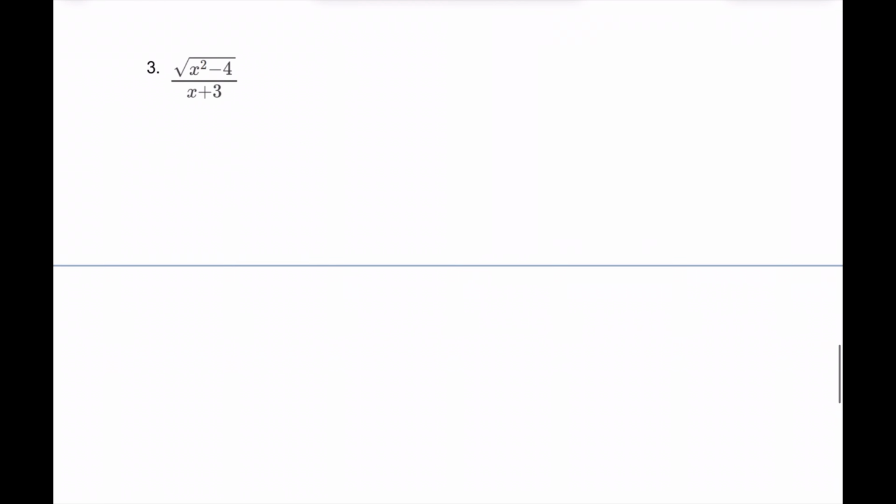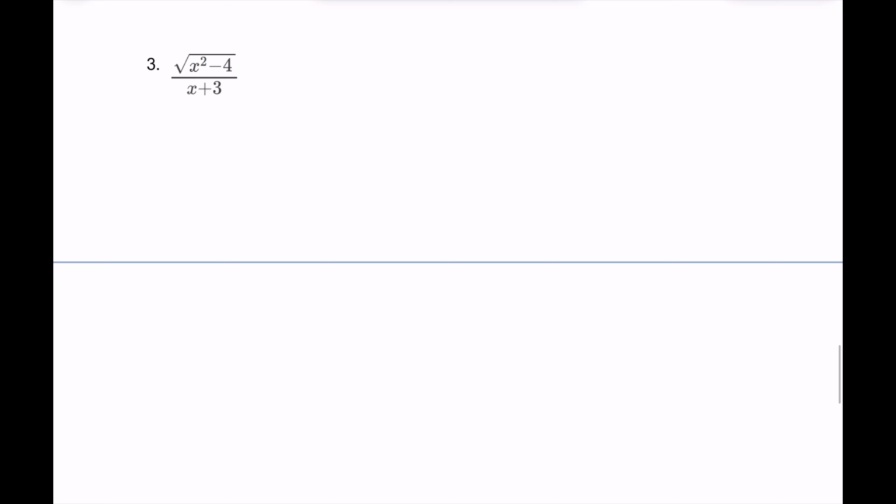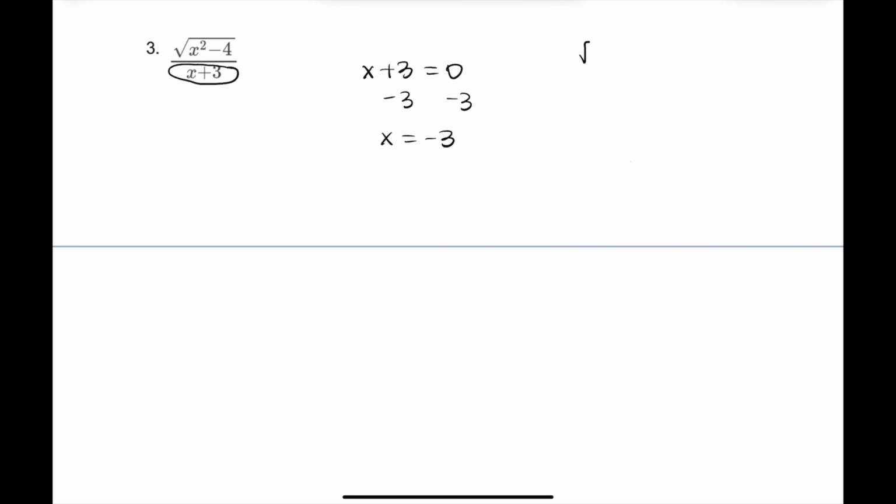For this one, our numerator is the square root of x squared minus 4. This is going to come into play in a little bit. Our denominator is x plus 3, so we'll set that equal to 0. When we do x plus 3 equals 0 and we subtract, we get that x equals -3. Here, we're also going to include anywhere that the numerator is 0, because if that's 0, then our function would be undefined and we can't have those points in our domain.